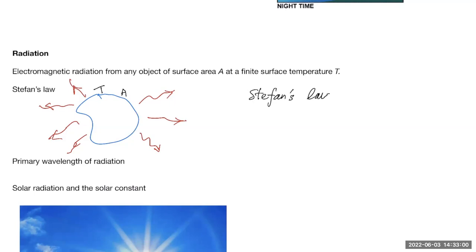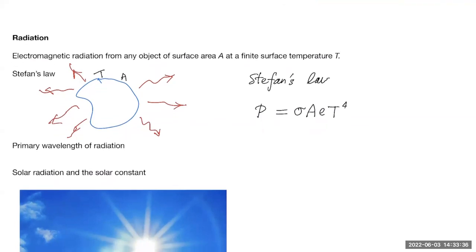It says that the thermal power equals a constant sigma, times the surface area A of the object, times another constant e, and then times the surface temperature T in absolute Kelvin scale to the power 4. That's what Stefan's law says. This will be derived in chapter 39, but let's first take a look at what these symbols mean.